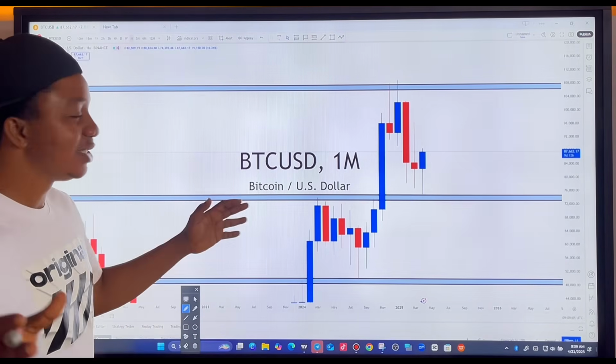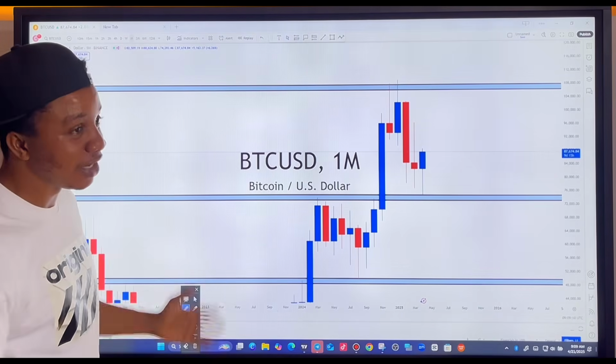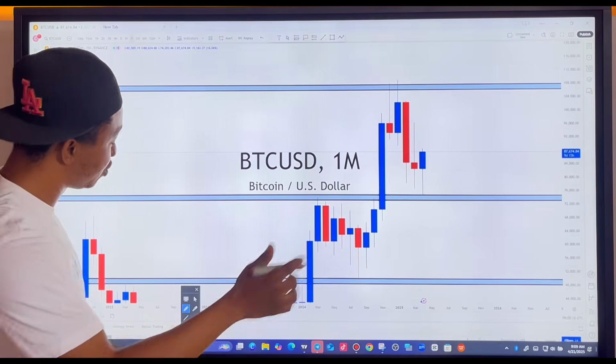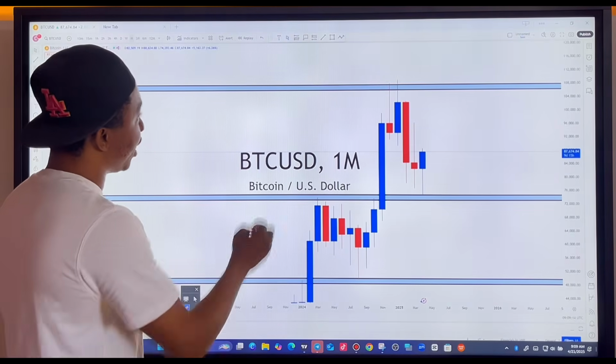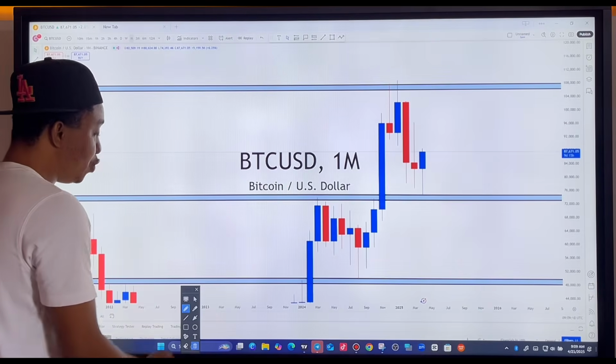Alright, so BTC USD, we are going to first begin on the monthly time frame. This is our first pair of the list of pairs that we're going to analyze today. So let's get to it. Alright, so on the monthly time frame for Bitcoin, we have the monthly upper zone, the mid-range zone, and then the lower zone. What do we see on the monthly?